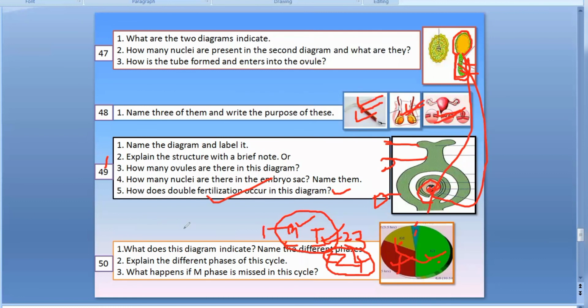So these are the important diagram and activity based questions in the reproduction lesson. Once again, go through them: take the textbook, go through these question answers, practice, and write them down.